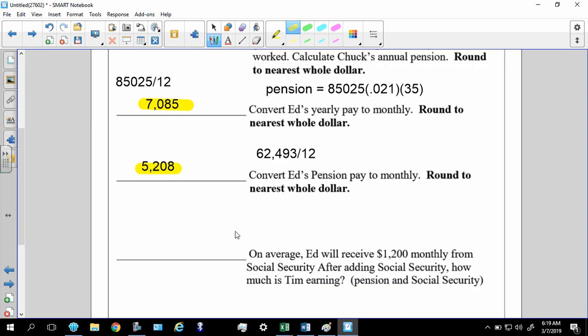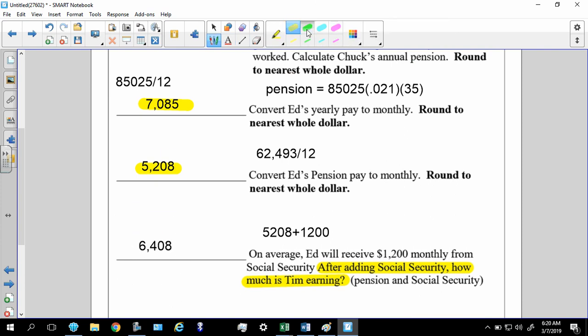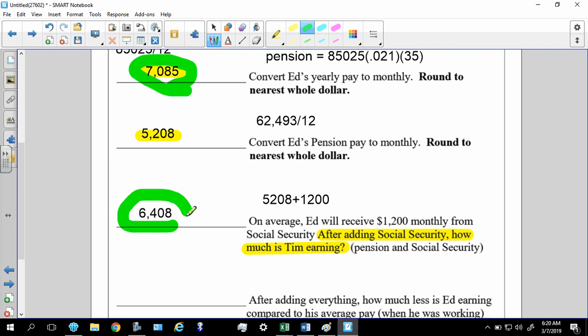All right. But on average, he will receive $1,200 more dollars due to Social Security. So it says, after adding Social Security, how much is Ed earning? Well, 5,208 plus 1,200, he is now making 6,408. So again, think about it. He was making 7,000, but with the help of Social Security, he's now making 6,000.